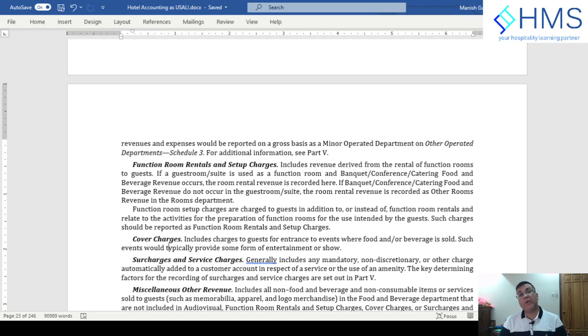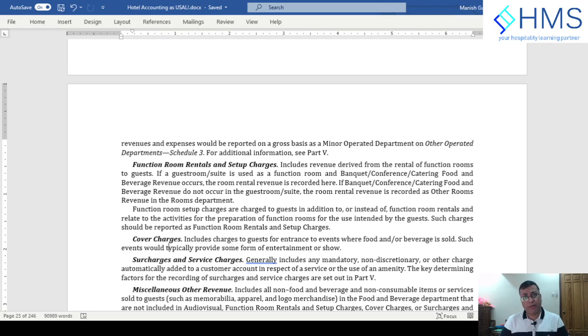However, if there is no F&B revenue being charged to the guest, just only the guest room rental, then it will be considered as day use by the guest, and all the rental will go to the rooms department, not come to the F&B department. So that's the thing with the function room rentals. Then all the cost related to setting up the function room will go to the banquet expenses in the operating department, which we will show separately.